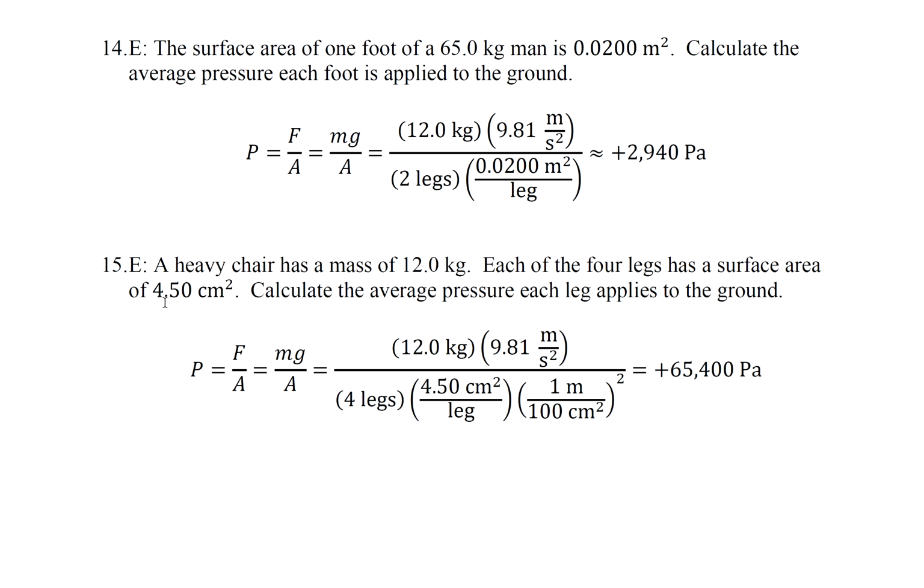Question 15. A heavy chair has a mass of 12 kilograms. Each of the 4 legs has a surface area of 4.50 centimeters squared. Calculate the average pressure each leg applies to the ground. So pressure is force per unit area. The numerator is the force of gravity. The area is the area of the 4 legs of the chair.